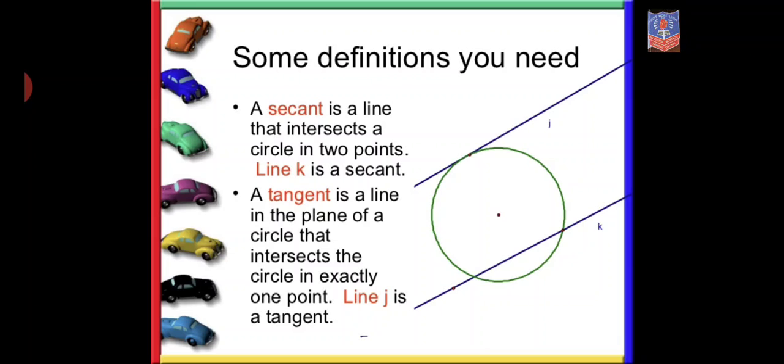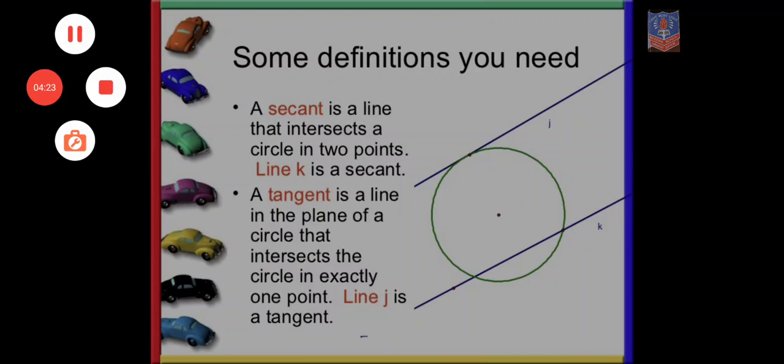Okay students, I hope you understood both the definitions, secant and tangent. Secant intersects the circle in 2 points and tangent intersects the circle at exactly 1 point, and that point where the line is touching the circle is called the point of tangency. What is it called? Point of tangency. The point at which this line J touched the circle is called the point of tangency.